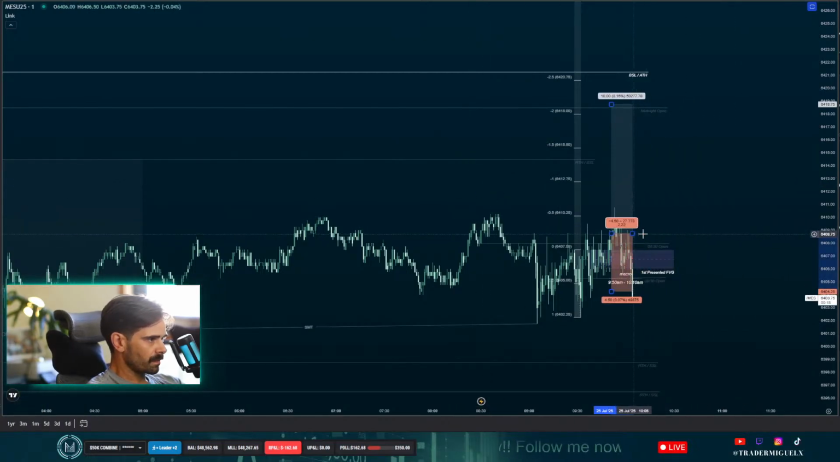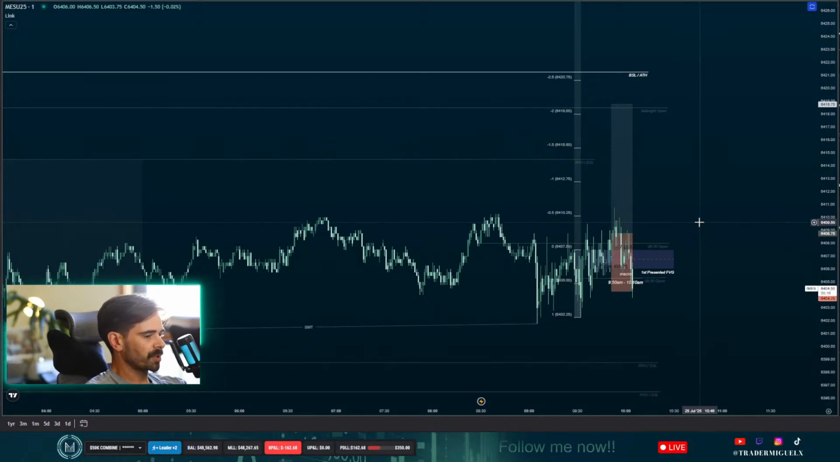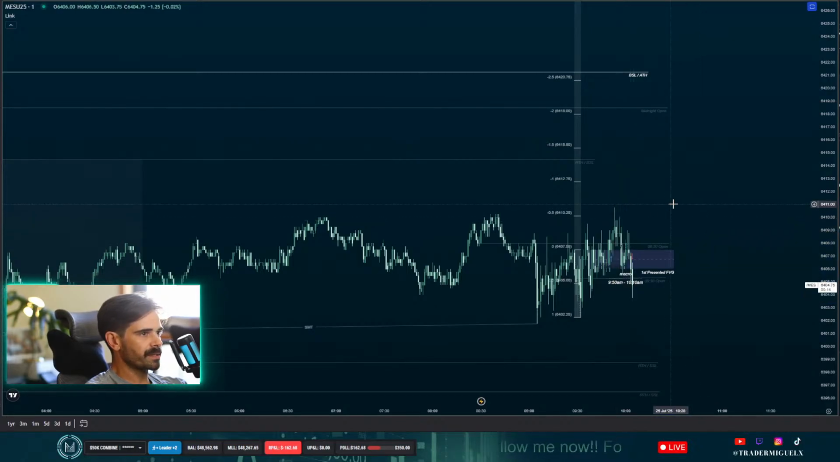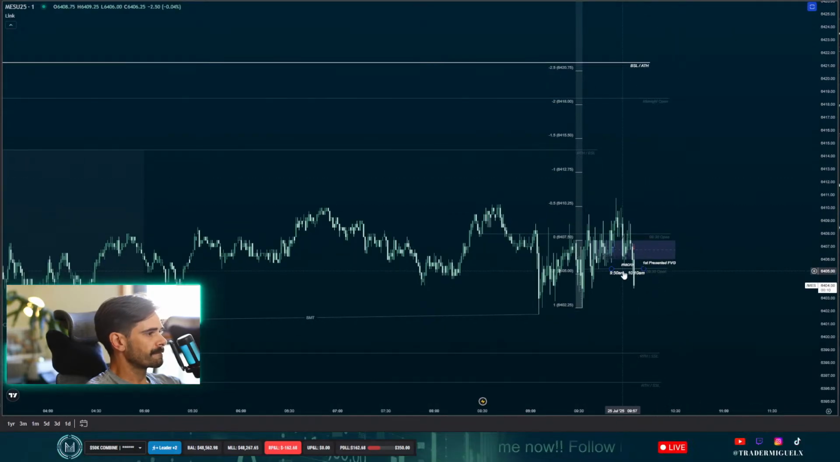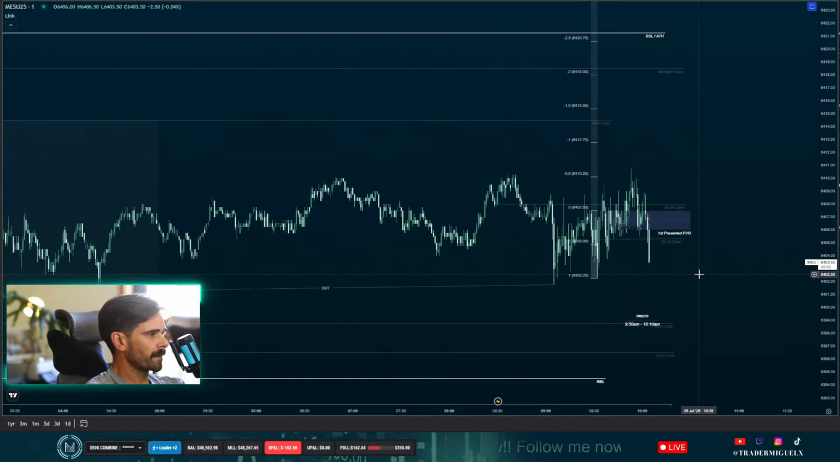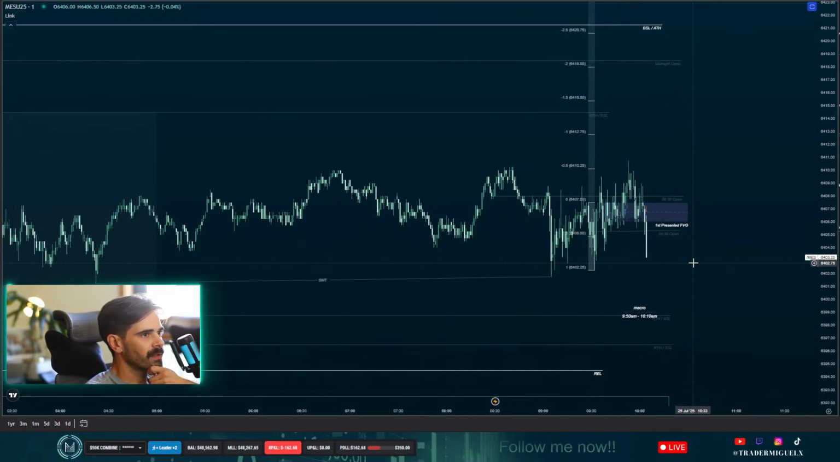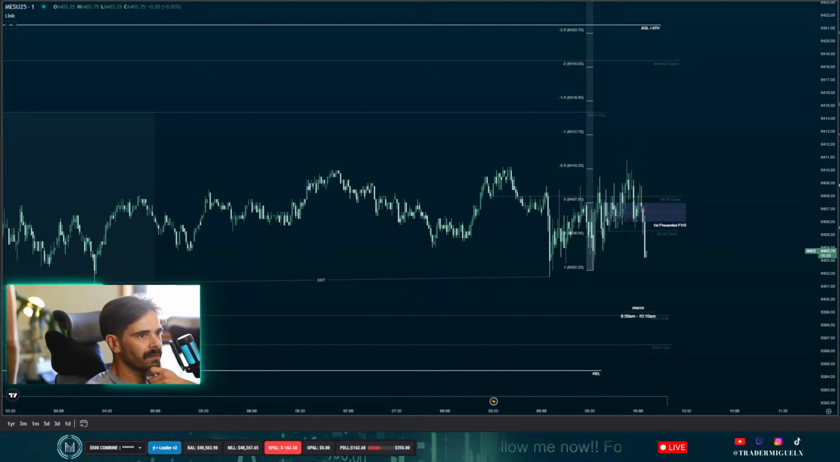So the bullish framework didn't work on ES. It's kind of weak here. So once again, we got trapped here, and I guess we will go lower now on ES. Eventually the same on NQ.